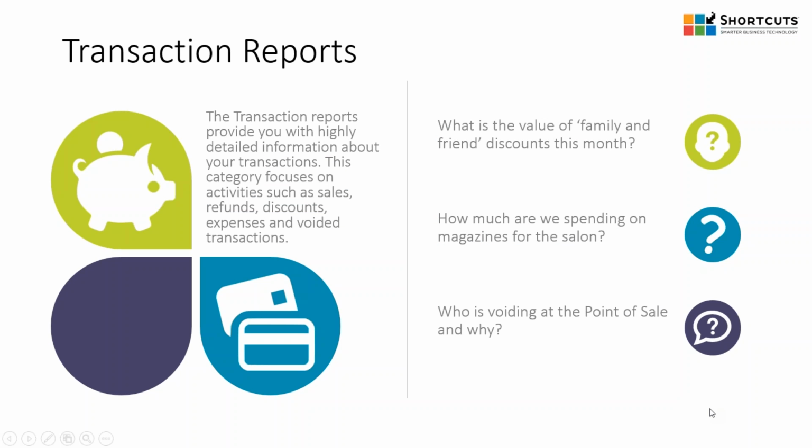All right, you guys, the next section here is the transactions reports. This category focuses on activities such as sales, refunds, discounts, expenses, voided transactions, and so on. So what is the value of friends and family discounts this month? How much are we spending on magazines for the salon, and who is voiding at the point of sale and why?